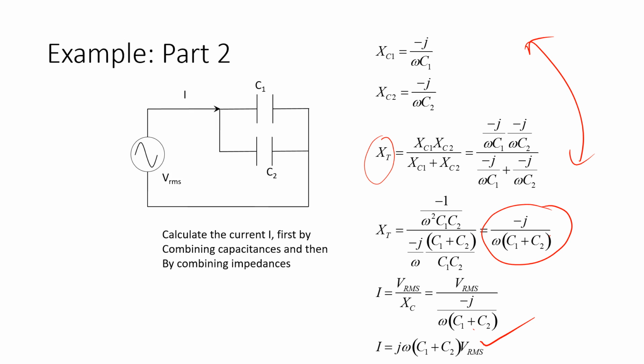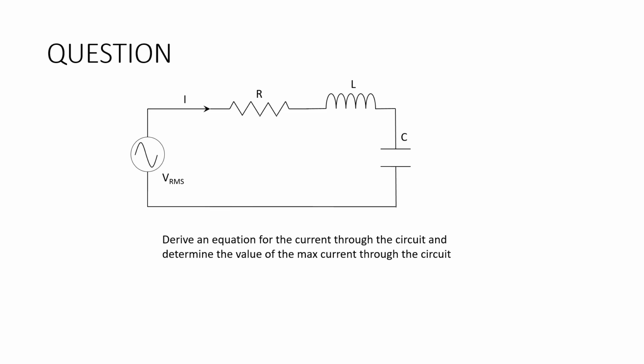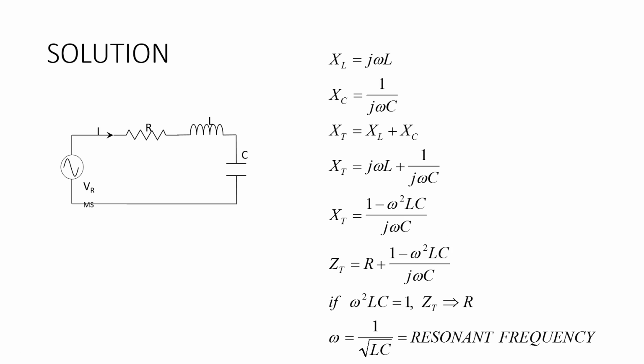So in that case, it would be much easier to work like that. Let's do another example now, this time with an RLC circuit, and we're going to derive an equation for the current through the circuit and determine the value of the max current through the circuit. So I'm going to start this the same way.